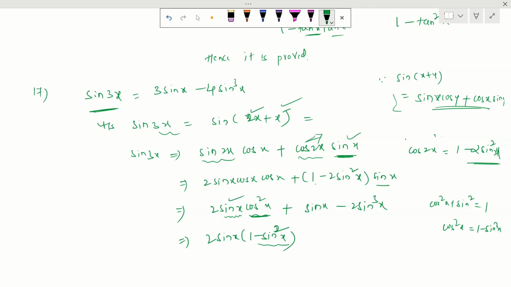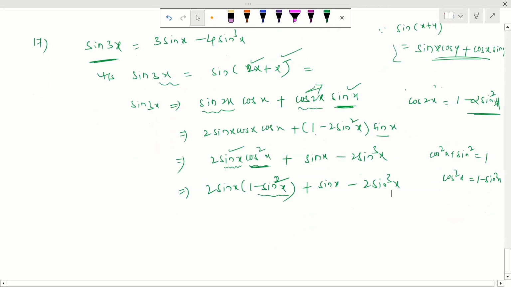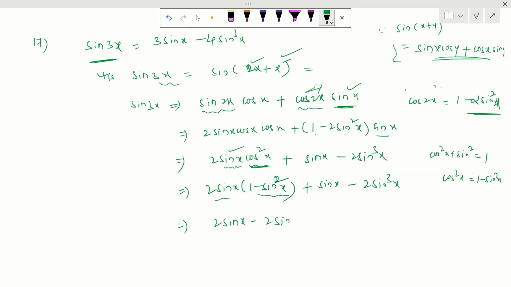Since the sine x term is there, we are writing 1 minus sine square x, and here this term is sine x minus 2 sine cube x. Understood? Now you simplify these equations. Multiply this with this, then it is 2 sine x, minus 2 sine cube x, plus sine x minus 2 sine cube x.